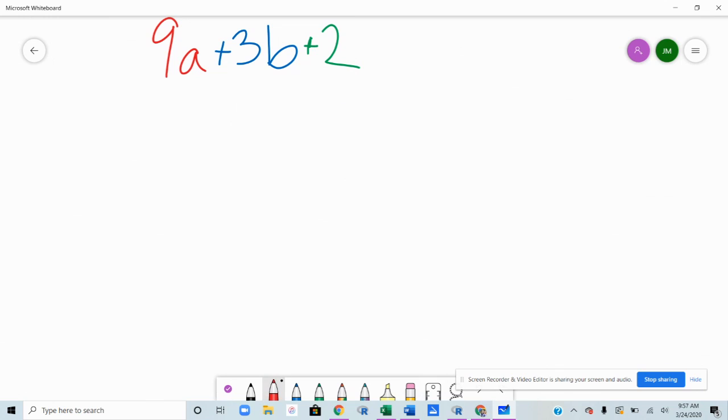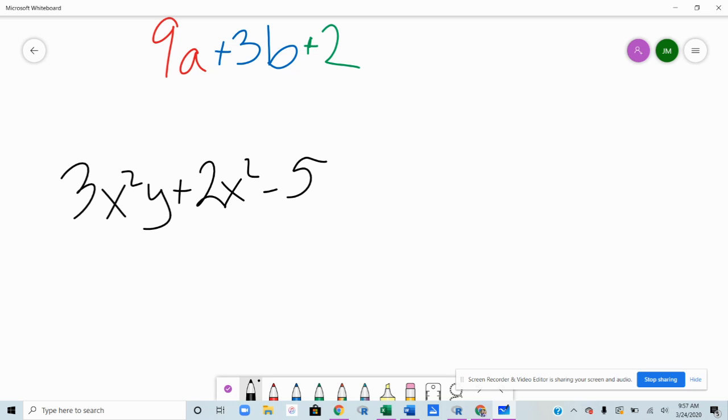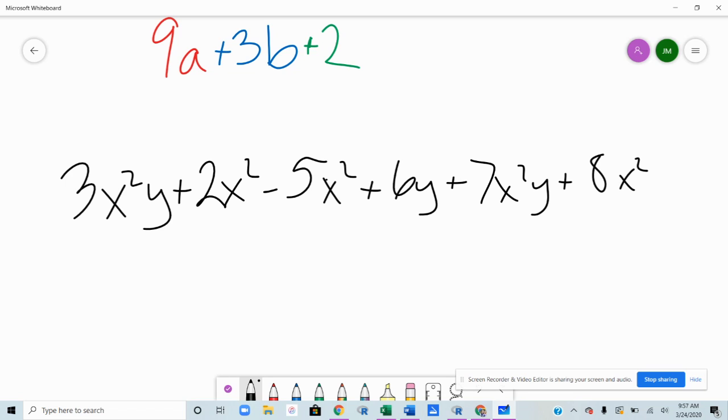Let's go through one more example. Let's do 3x squared y plus 2x squared minus 5x squared plus 6y plus 7x squared y plus 8x squared. Okay. So look for our like terms.